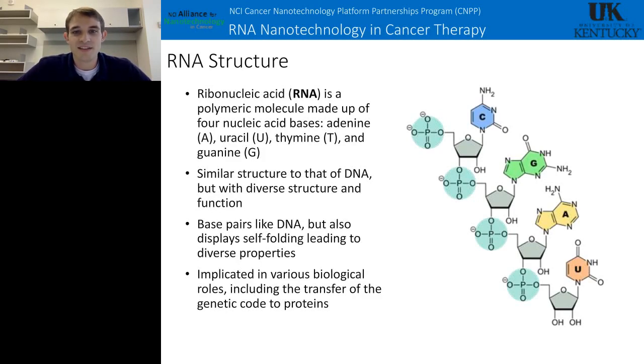But anyways, the structure is very similar to that of DNA, where there's a phosphate backbone linking the ribose sugars at the 5' and 3' carbons, and then off of the 1' carbon is your base. That's where the A, C, G, and U are located. One major difference between RNA and DNA is at the 2' position. In RNA, there is a 2' hydroxyl group, whereas in DNA, there is no hydroxyl group. It's just two hydrogens off of that 2' position.